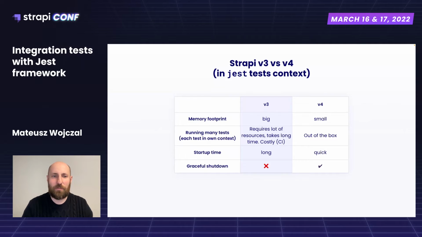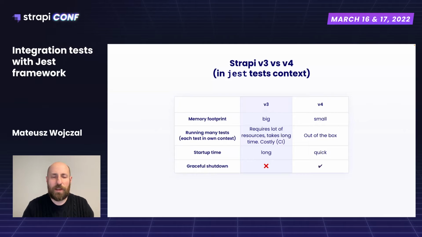And first of all, the memory footprint is much lower in the latest version. We can just run Strapi without having huge machines, or huge, expensive continuous integration Docker images, resources, etc. So this is a huge improvement.